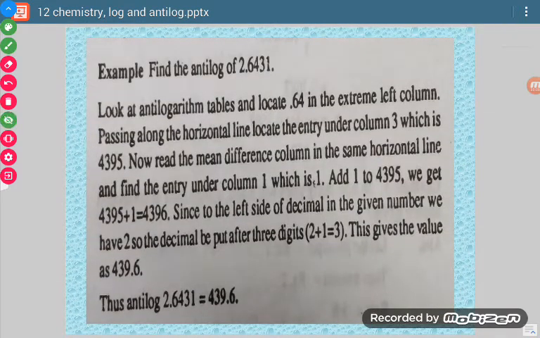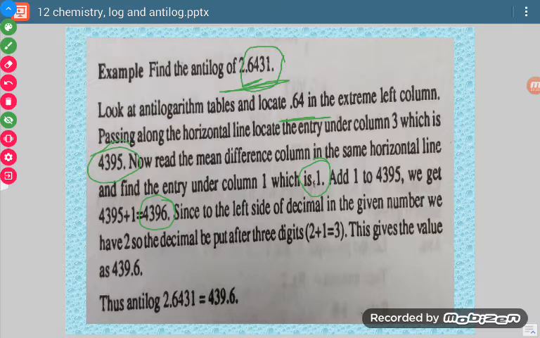Now let us take this example also. Now we have to find out the anti-log of 2.6431. Now what we will do, first of all we will consider the mantissa part only. So we will see in our anti-log table 0.64 under 3 and under 1. 0.64 under 3, that value is 4395, and in the same horizontal row under 1 we are getting the value 1. So now we will add these two values. After adding we will get 4396.